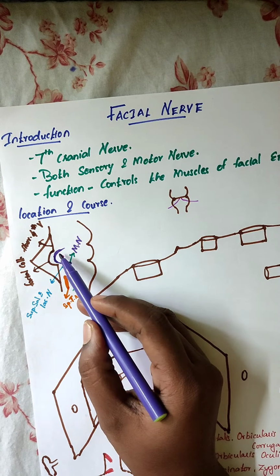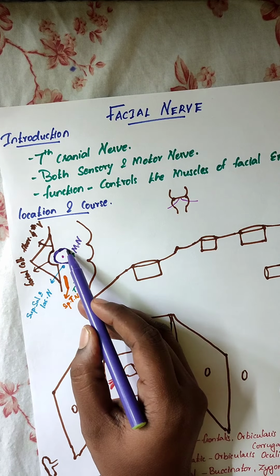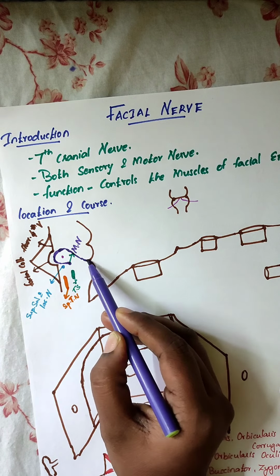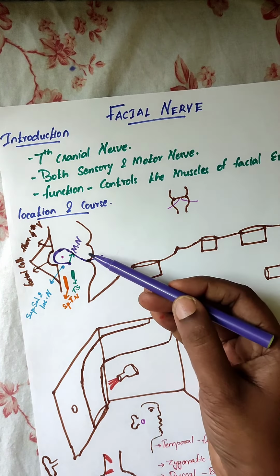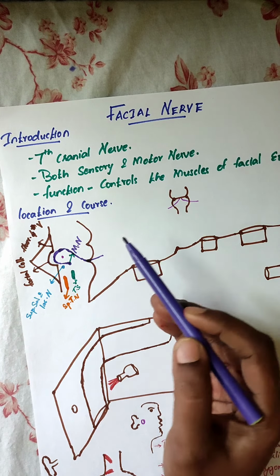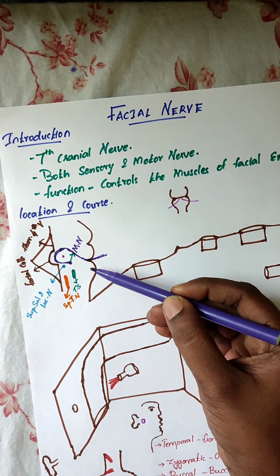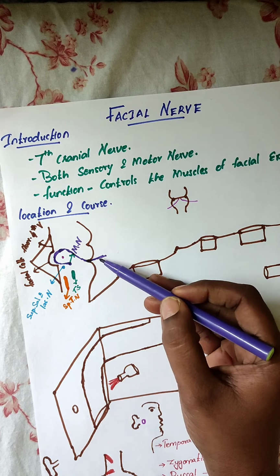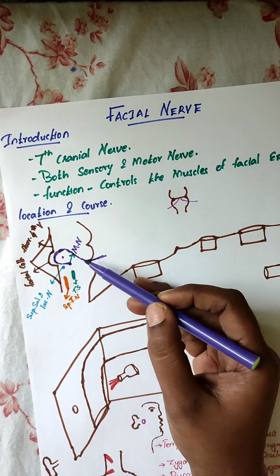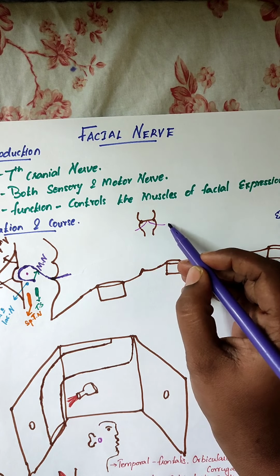And this motor nerve, after winding around the abducens nerve nucleus, comes out of the brainstem through the pontomedullary junction. Pons and medulla oblongata, so here comes the pontomedullary junction. This facial nerve comes out of the brainstem through the pontomedullary junction, lateral to the abducens nerve. So in this diagram, here comes the abducens nerve.